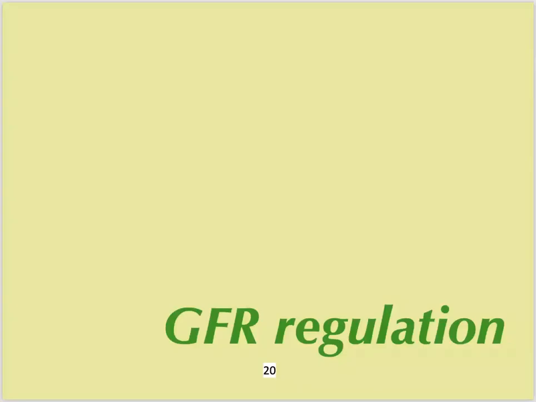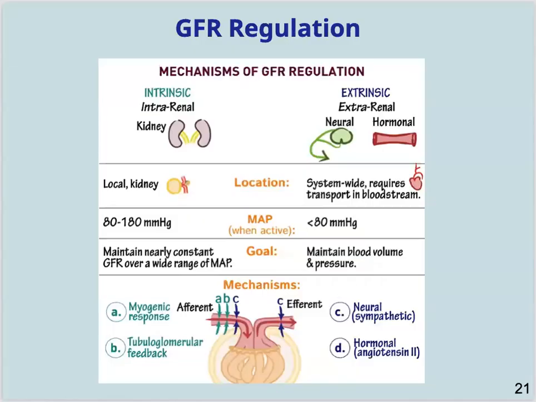So how is our body able to regulate glomerular filtration rate? Well, there are two categories of mechanisms in place. We have our intrinsic mechanisms and then extrinsic mechanisms. The intrinsic or intrarenal mechanisms involve structures within the kidney, whereas extrinsic mechanisms involve structures outside the kidney.